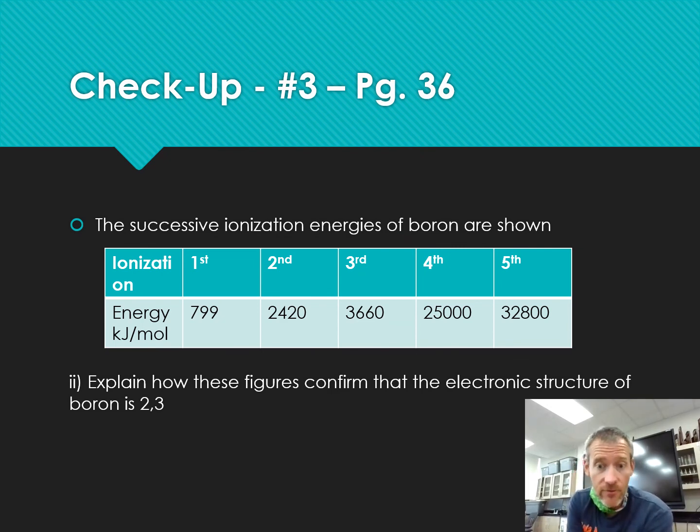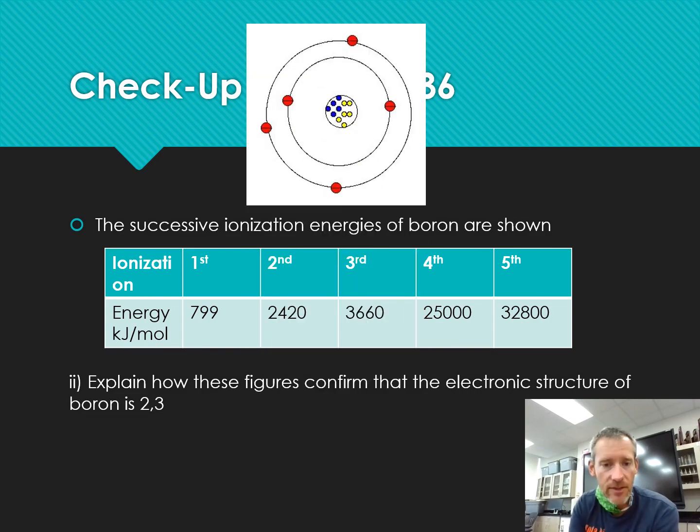So explain how these figures confirm the electron structure is 2, 3. Once you reach the first energy level, you need 5 electrons. It has 5 electrons, so we know that's true. So why is it proved 2, 3? Because if you're working backwards, you see a big jump of decrease between the 4th and 3rd. So you know there's 2 electrons in this energy level, and you know there's 3 in this one. And it has to be 3 in the last one because the first ionization energy is the lowest. So that confirms it's a 2, 3.